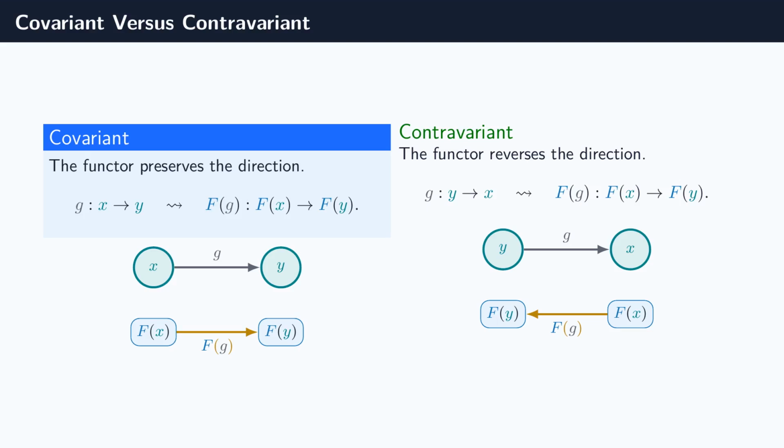Now we separate two kinds of translation. A covariant functor preserves the direction of arrows. If g goes from X to Y, then F of g goes from F of X to F of Y. A contravariant functor reverses direction. The arrow in the category may point one way, while the function between sets points the other way. This reversal is the source of the difference between sieves and cosieves.